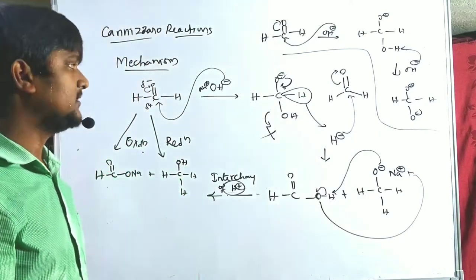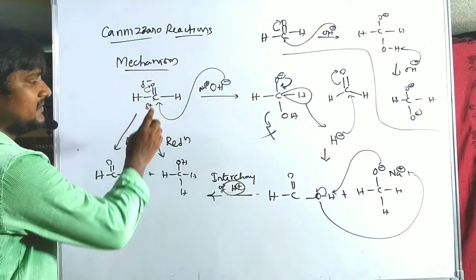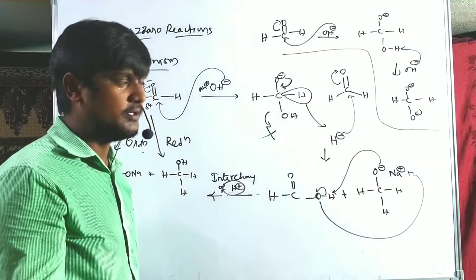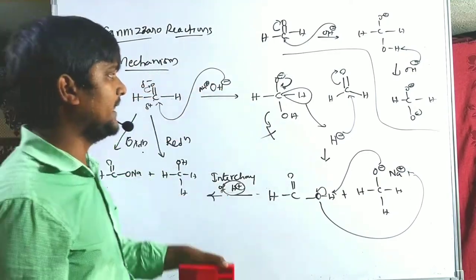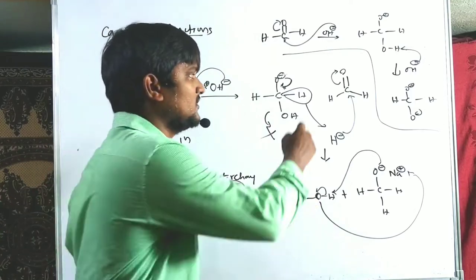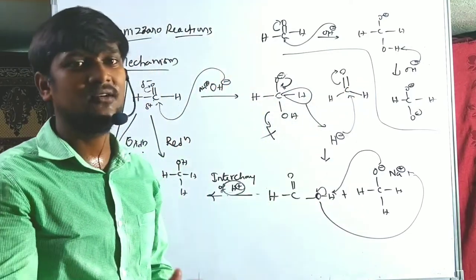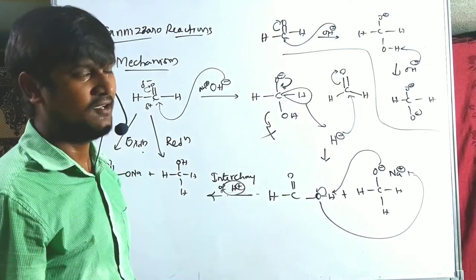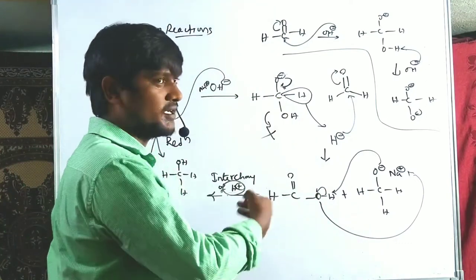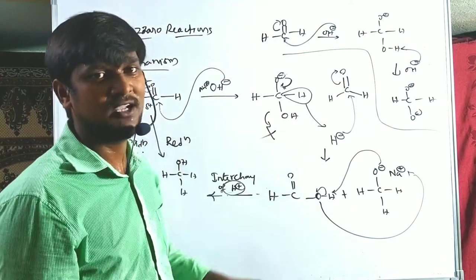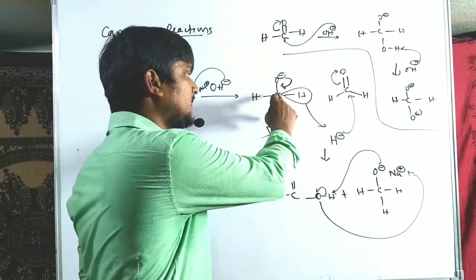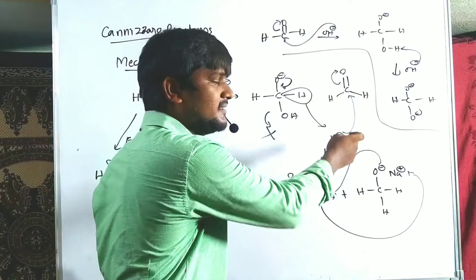Now I will repeat the total mechanism. Here it is a carbonyl compound without alpha hydrogen. Whenever OH minus attacks the carbonyl compound, it becomes O minus. That O minus cannot attack another carbonyl compound directly due to the formation of an unstable species. Now again it returns back to the carbon atom. So here there is no possibility of elimination of OH minus. That's why hydride minus is eliminated as a nucleophile.